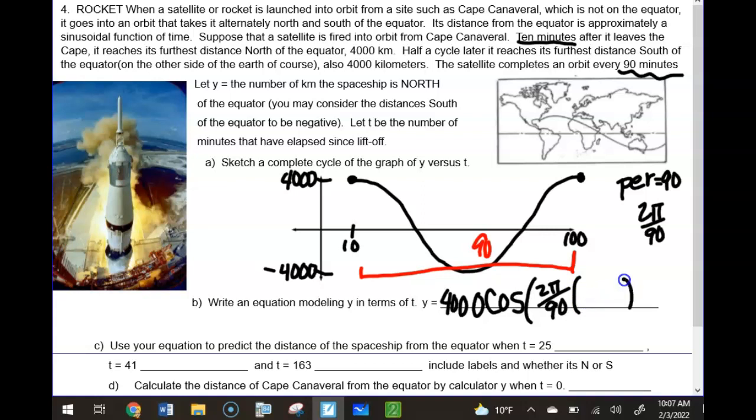Do we need a phase shift? 10 minutes in, so x minus 10. Do we need a vertical shift? The midline's just 0. We don't. Okay, so type that in. And I'm going to call on some people, so you better be typing.